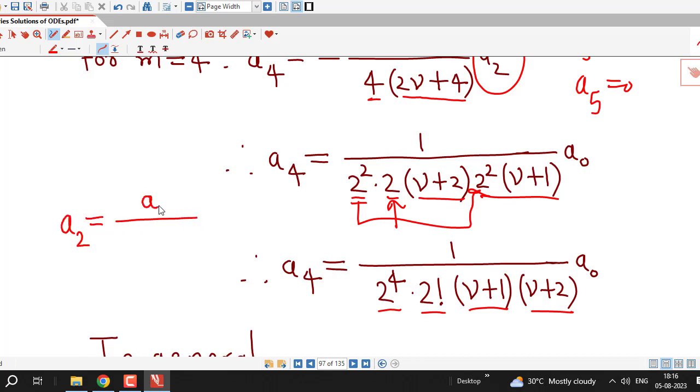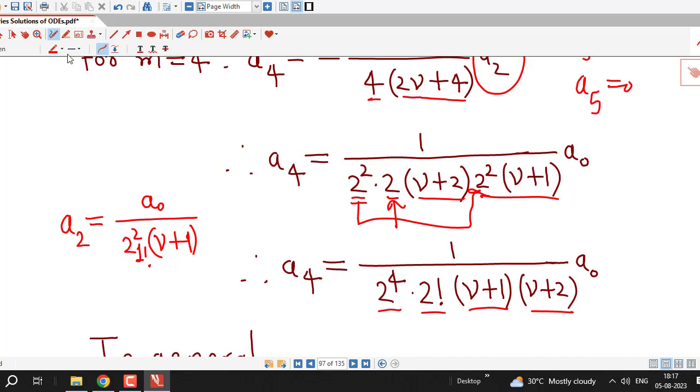a2 was a0 divided by 2 square into nu plus 1. a4 is 1 over 2 raised to 4. Here I can write 1 factorial. a4 is 1 over 2 raised to 4, 2 factorial, nu plus 1 into nu plus 2.